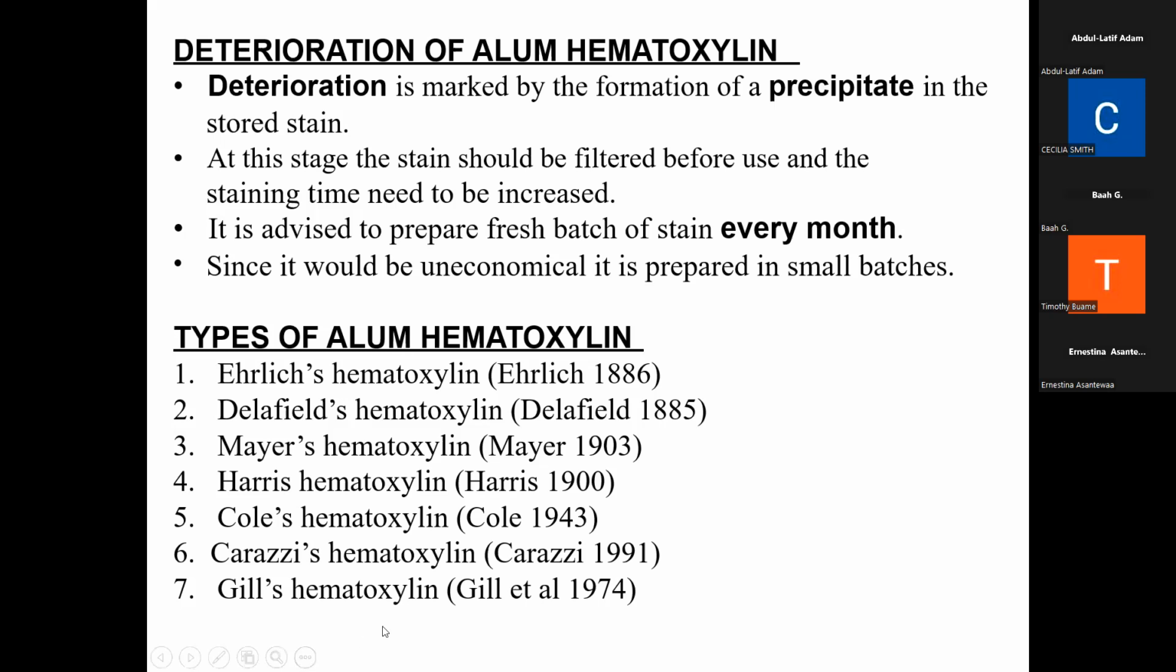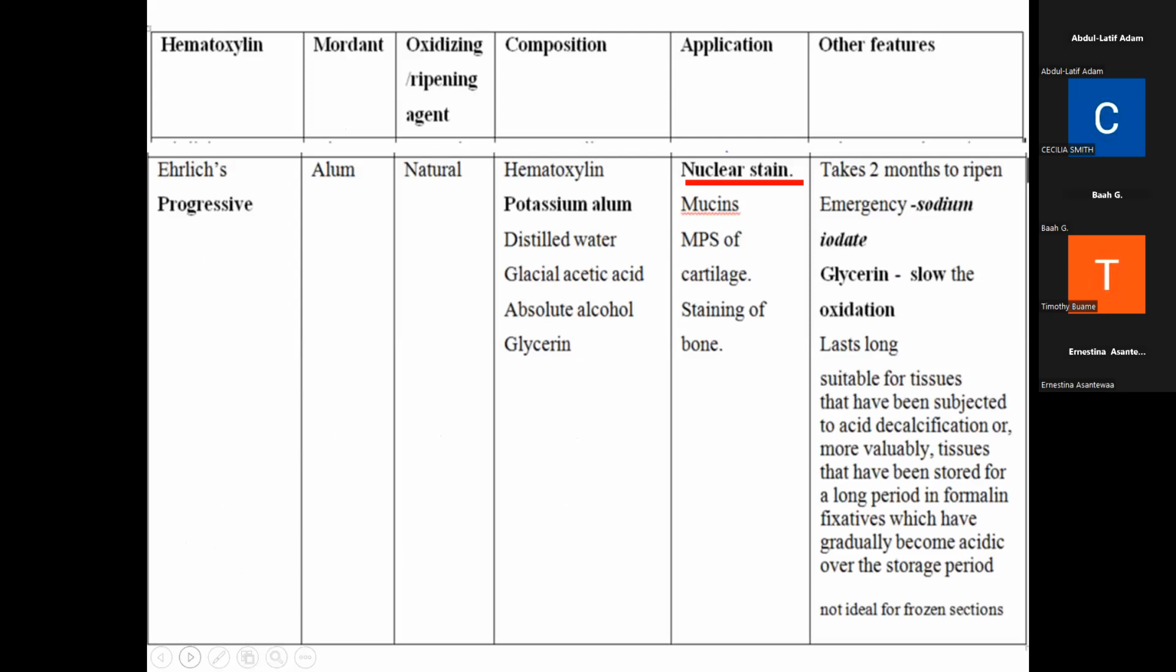So these are the years when these hematoxylins were found. You can take a picture of it. So each alum hematoxylin has its components. The hematoxylin itself, you have the alum, you have the water, you have the acetic acid, you have absolute alcohol, you have this.